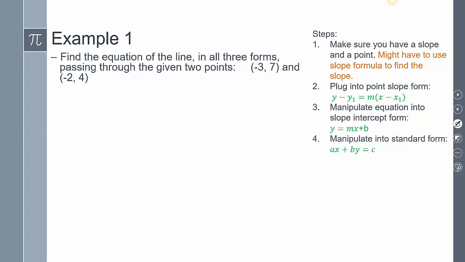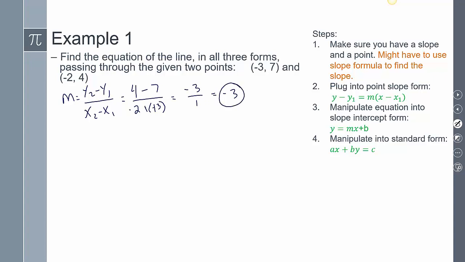So looking at this example here, it says find the equation of the line in all three forms, passing through the given 2 points. So I have -3, 7 and -2, 4. So the first thing I need to do is find the slope. So my m, we said, is y2 minus y1 over x2 minus x1. So I get -3 over 1, which is -3. And so that's going to be my slope.